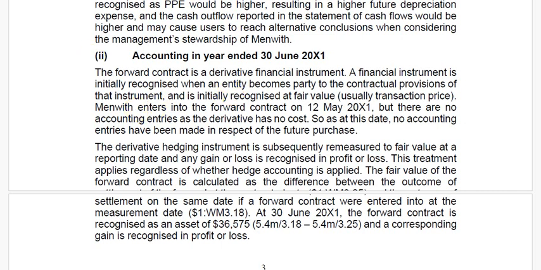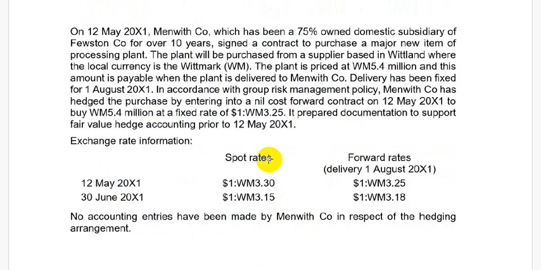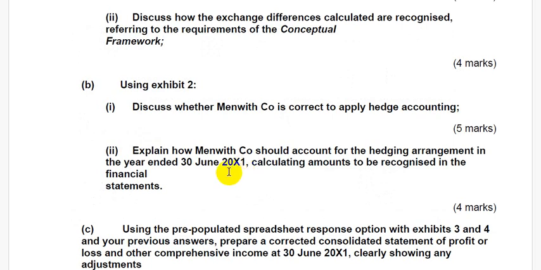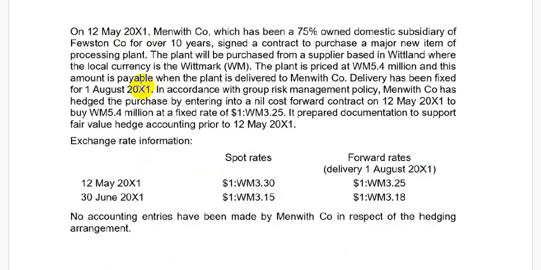let's look at the dates. What dates do we have? We've got 12th May, which is the date that we enter into the contract. Our year end is reporting. Our year end is 30 June 20x1. Okay, it's just a month later. So delivery is after the year end.